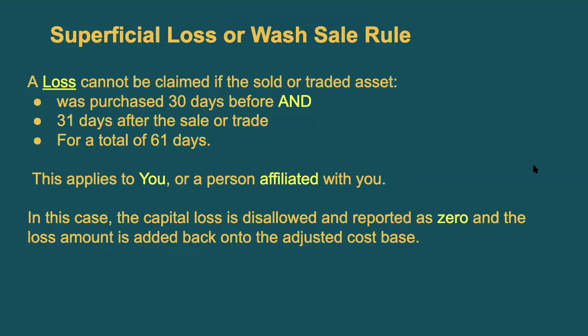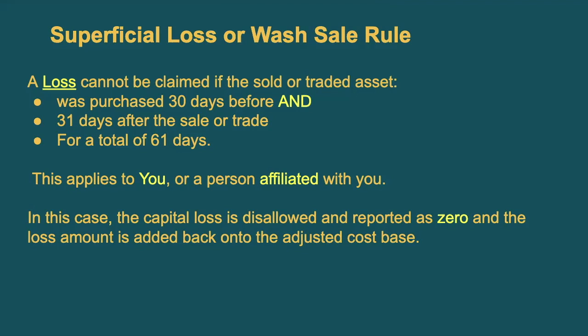One final thing to be aware of is what's called the superficial loss or wash sale rule. This rule applies if you are trying to claim a loss, and it states a loss cannot be claimed if the sold or traded asset was purchased 30 days before and 31 days after the sale or trade, for a total of 61 days. This applies to you or a person affiliated with you in terms of taxation.